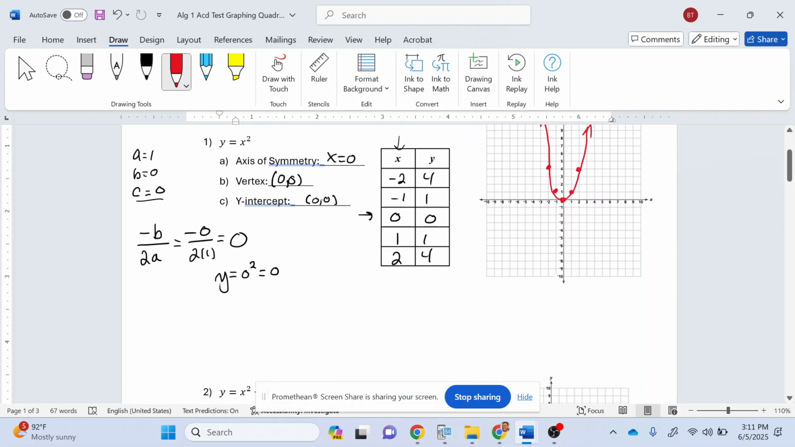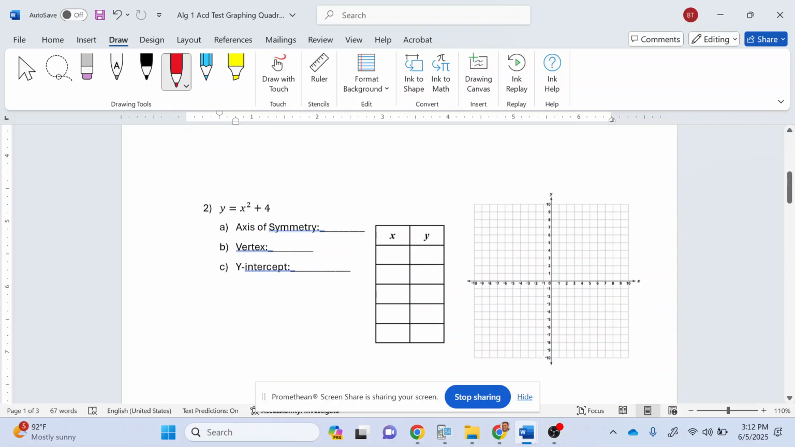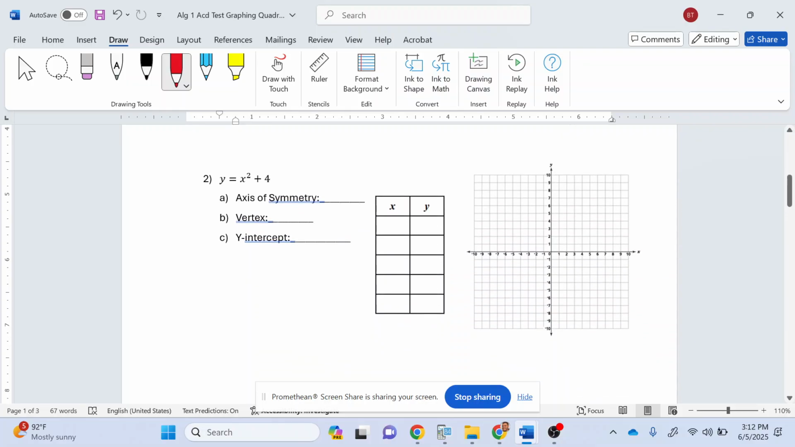All right, number 2. Same concept. And the reason I'm going fast is this is recorded, so you could go back and check it out later if you need to. So, in this one, it's x squared plus 4. That plus 4 is my c value because c has no x. So this is a equals 1, b equals 0, c equals 4.